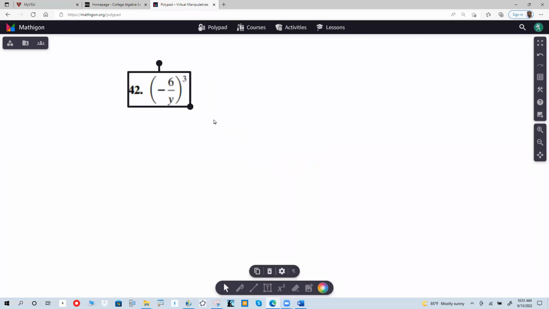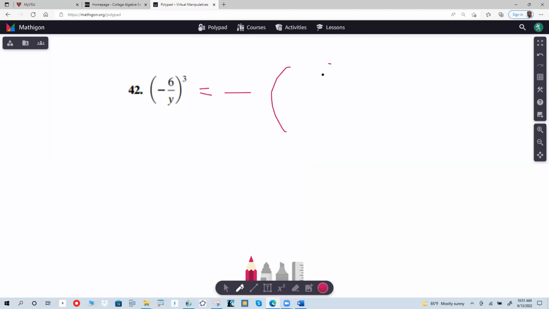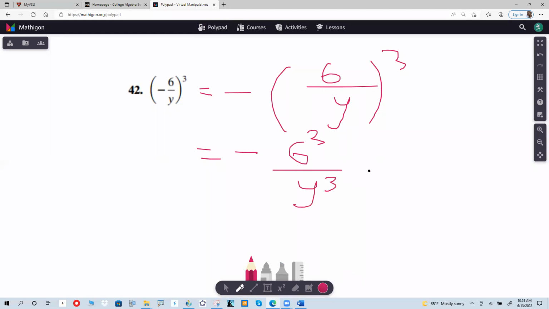Because the power is 3, I'm going to use a negative sign here, and I'm going to rewrite this as follows. Okay? And this power 3 now belongs to +6 and y. And don't forget the minus sign, you're going to write 6 to the power 3, y to the power 3. And 6 to the power 3, I should know, but I'm going to use my calculator.